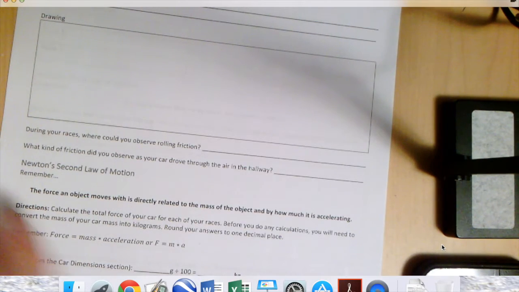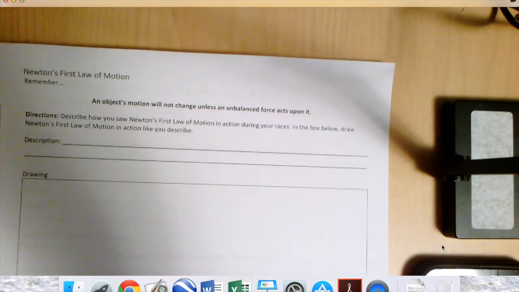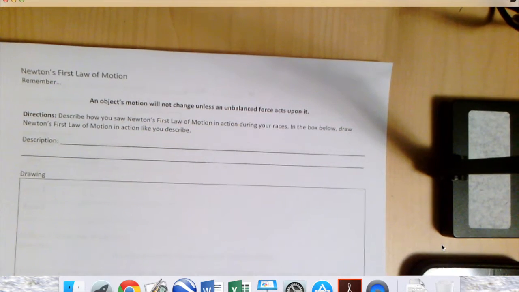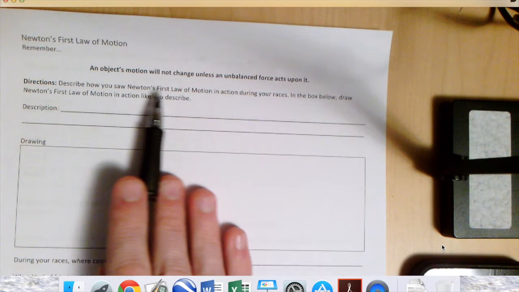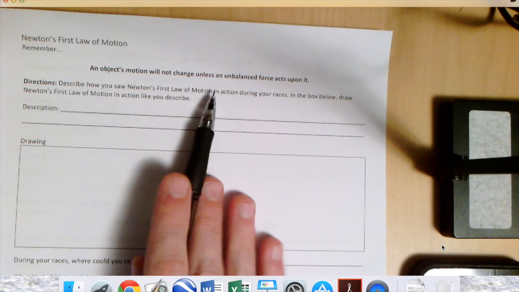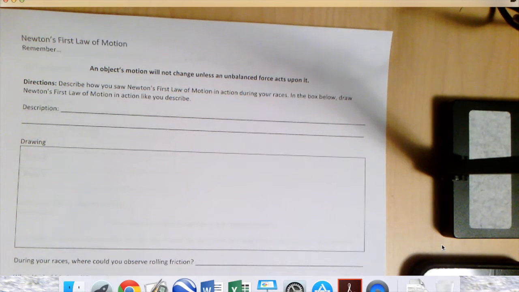The next part is Newton's law of motion. Remember that an object's motion will not change unless an unbalanced force acts upon it. In the box, draw Newton's first law of motion in action like how you described. Write something you observed about an object in motion staying in motion, or an object at rest staying at rest unless an unbalanced force acts upon it. You write a description and then you draw it. Make sure you label the unbalanced force or balanced force and that it's staying in place.